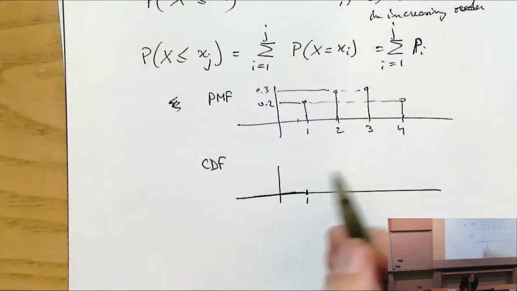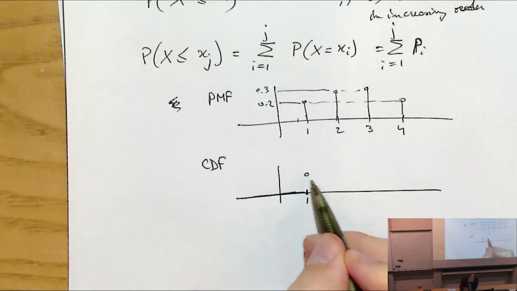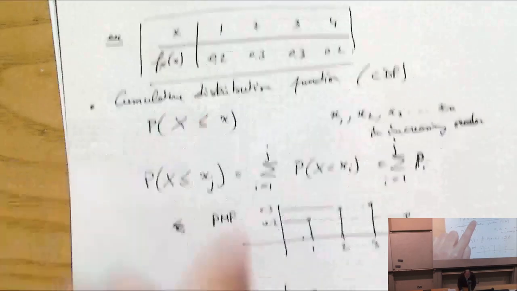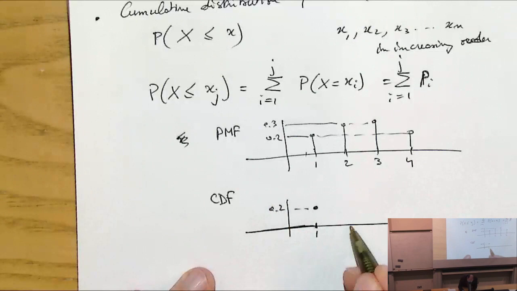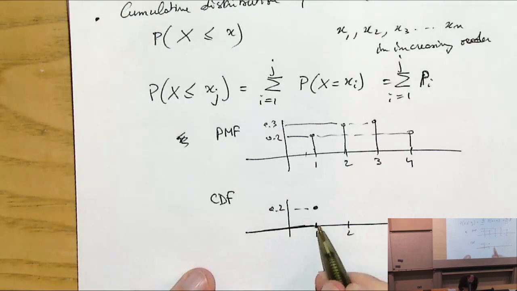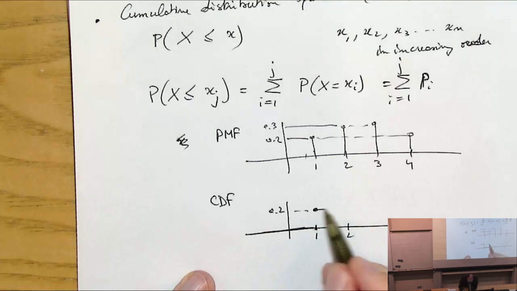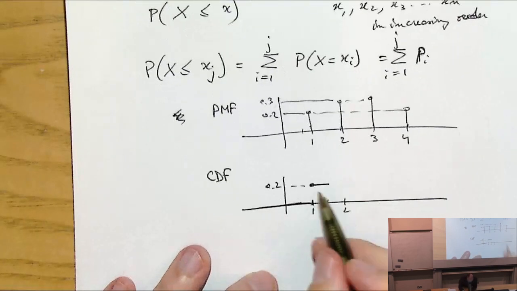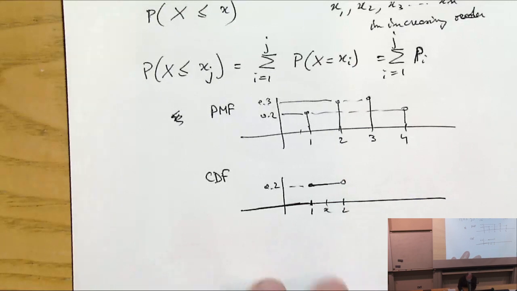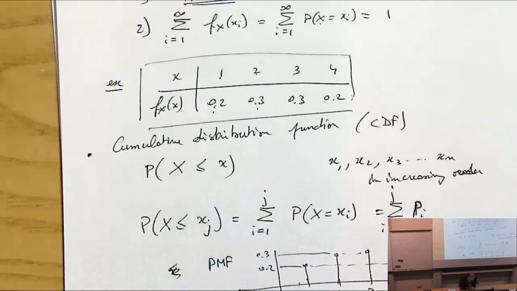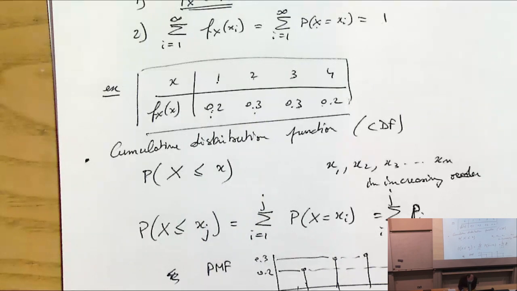If x is equal to 1, the probability of x being smaller than 1, that will be here. What will it be? That will be 0.2. If x is between 1 and 2, what's the probability of this random variable being smaller than a certain value x? It will still be 0.2, right? All the way when you reach x equal to 2, what's the probability of x smaller or equal to 2? It will be 0.2 plus 0.3, so that's going to be 0.5.